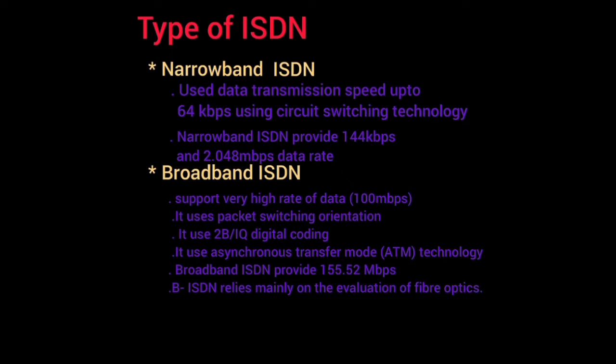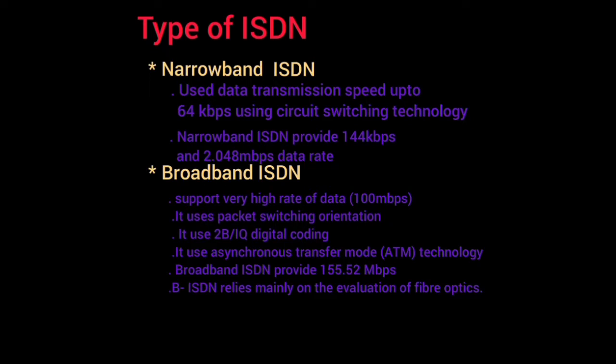In narrowband ISDN, the transmission speed is up to 64 kbps using circuit switching technology. Narrowband ISDN provides 144 kbps and 2.048 Mbps data rates.